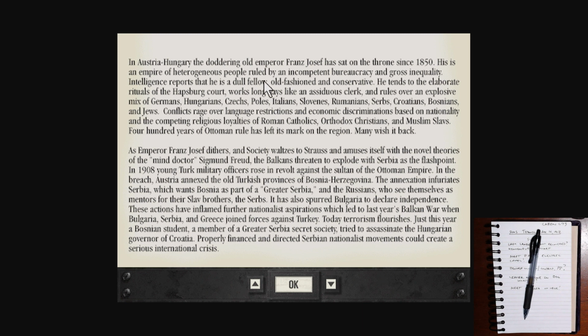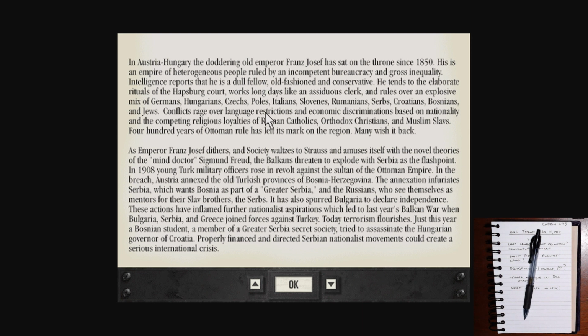Conflicts rage over language restrictions and economic discriminations based on nationality and the competing religious loyalties of Roman Catholics, Orthodox Christians, and Muslim Slavs. 400 years of Ottoman rule has left its mark on the region. Many wish it back. As Emperor Franz Joseph dithers and society waltzes to Strauss and amuses itself with the novel theories of the mind of Dr. Sigmund Freud, the Balkans threaten to explode with Serbia as the flashpoint.